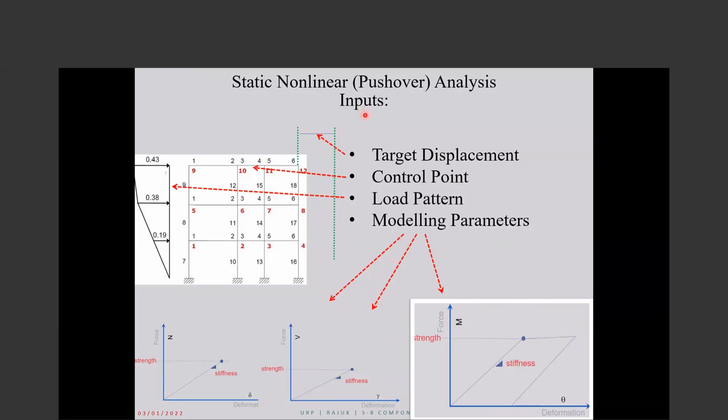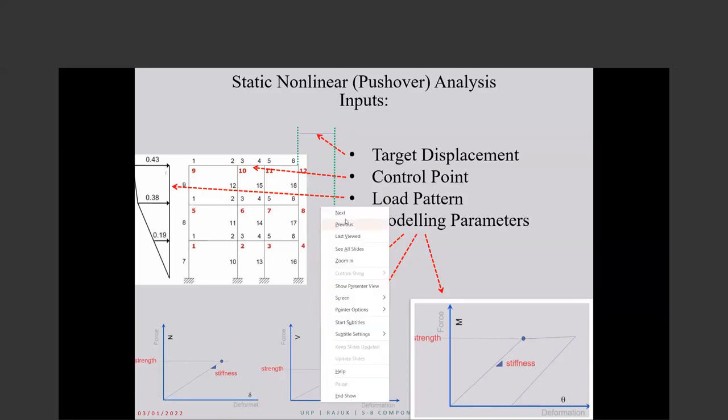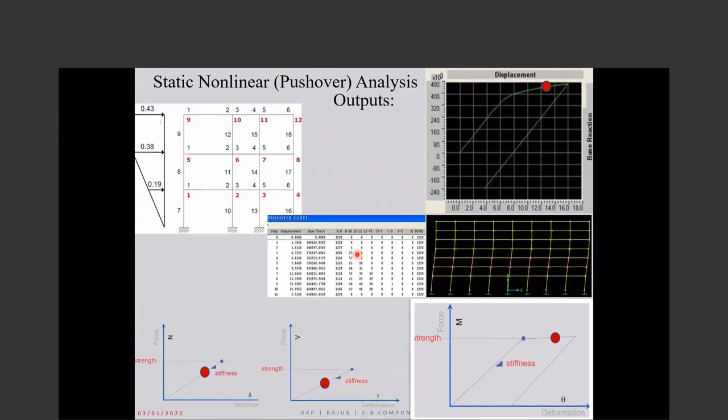So, in short, there are 4 main inputs for the pushover analysis. And later we will focus on how to calculate the target displacement. The control point is known. The load pattern is given by the code, and the modeling parameters also depend on the properties of the element, as given by the code. The general approach will be using those inputs.